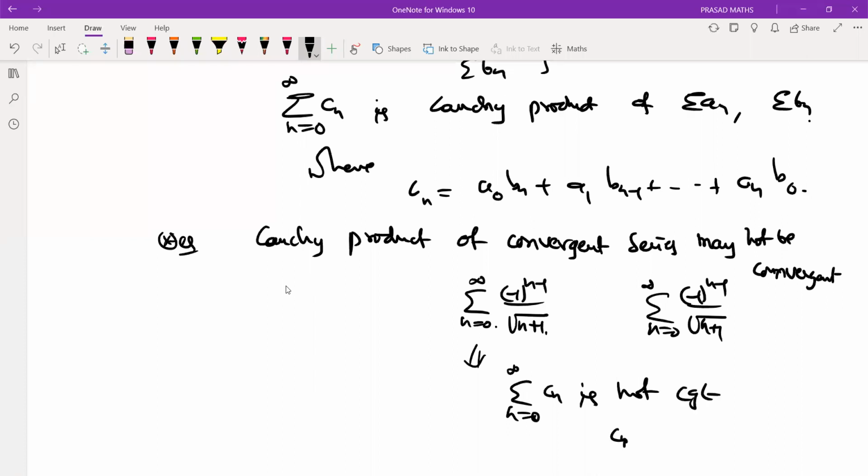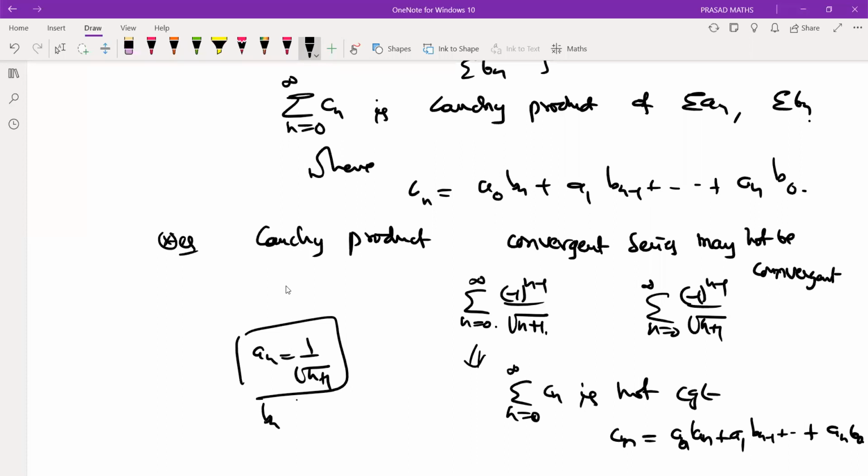What is Cn? Cn is the product a0 bn, a1 bn minus 1, going on to an b0. What is an? This is my an, this is my bn. What is bn? The same series. Okay, this series is not convergent. So the Cauchy product of convergent series may not be convergent.